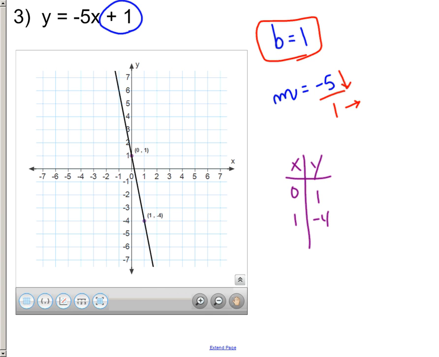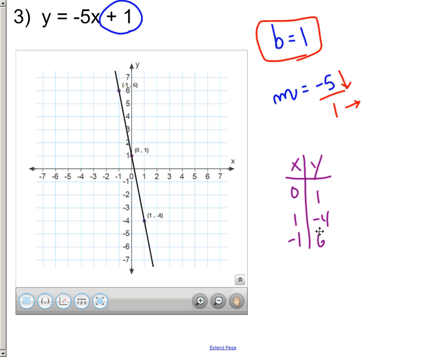What if I said get me 3 points for this one? If I go down 5, I'm off this graph again. So let's see if I go backwards, up 5 and to the left 1, then let's go up 5 more and to the left. Up, oh, there it is. See right there? Negative 1, 6.